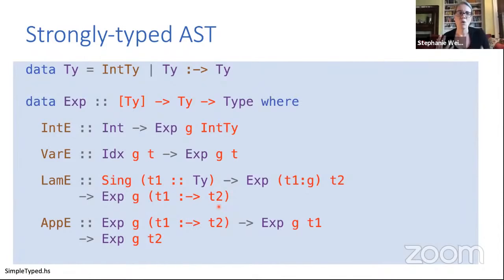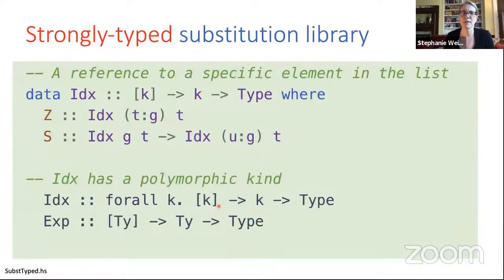Okay, so with these 2 parameters, the context and the type of the expression, we can make sure that we're only representing well-typed terms. If we have a term that doesn't type check, when we try to construct it with this lambda calculus expression data type, Haskell will give us a type error. Now, how do we do that? So let's go look at our substitution library a little bit more. How do we make sure, for example, that our indices are appropriate indices for that context that we're using?